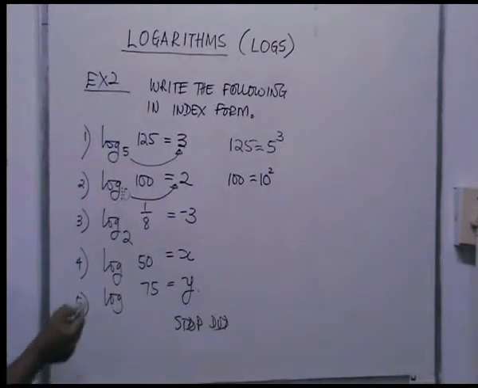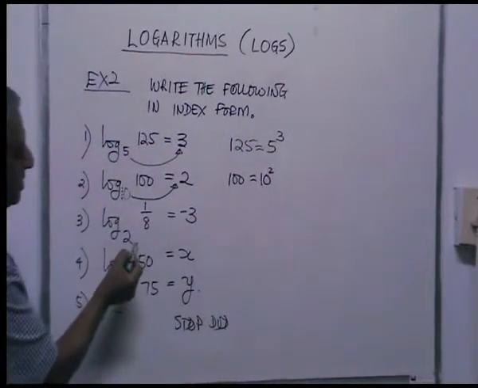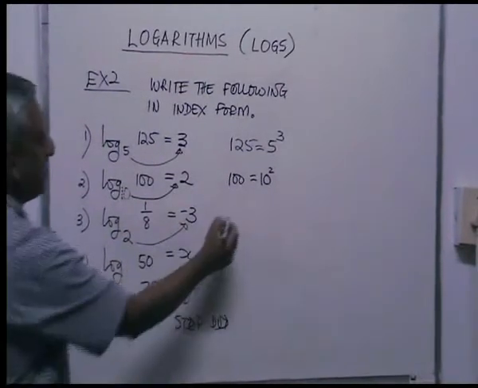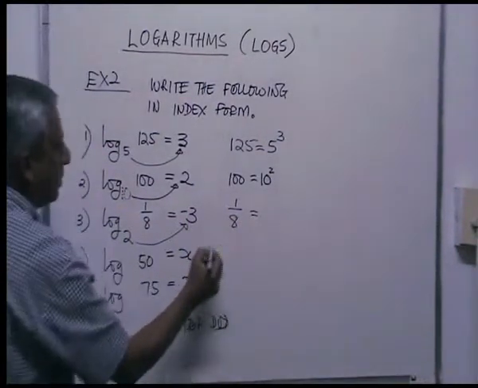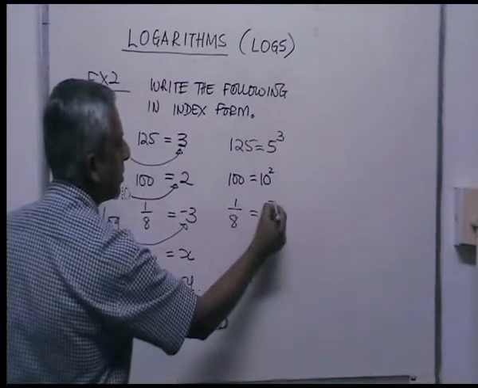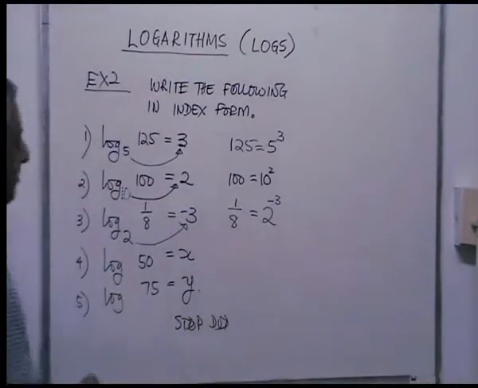Number 3. Well, the base is 2, then just to help me I will do that. So 1 over 8 is equal to 2 to the minus 3.